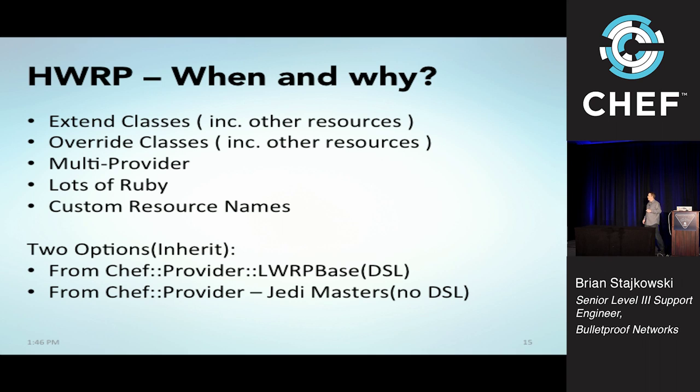There's two options to inherit from in heavyweight resource providers. There's Chef Provider LWRP base, which is where you were before. You have access to DSL at that point. So why would you want to do that? Why not just use LWRP at that point? Well, custom resource names. I can now call it something different. The other one is Chef Provider. That is no DSL. You're kind of on your own. That's how Chef started. And then they created this nice DSL for us to use. So you're basically on your own. You can either do Chef Provider or Chef Provider base.